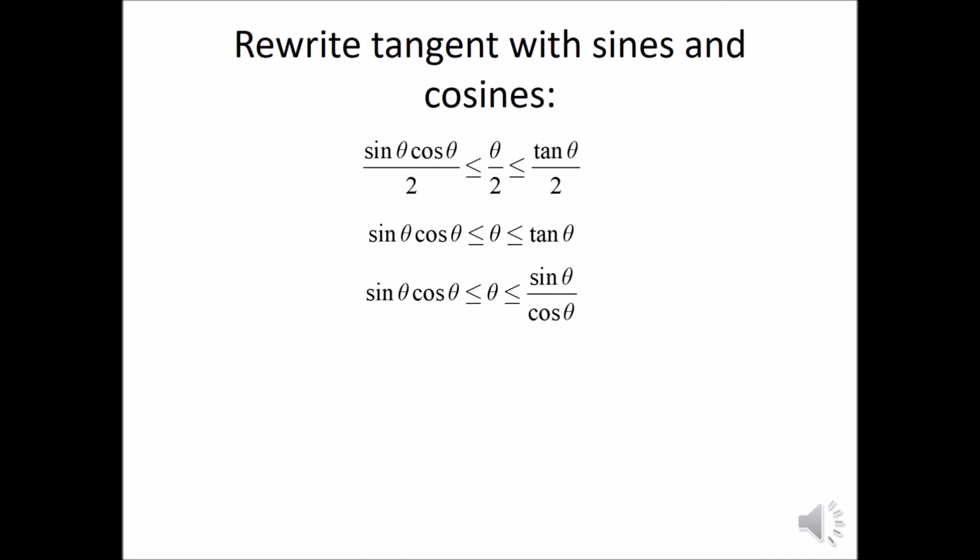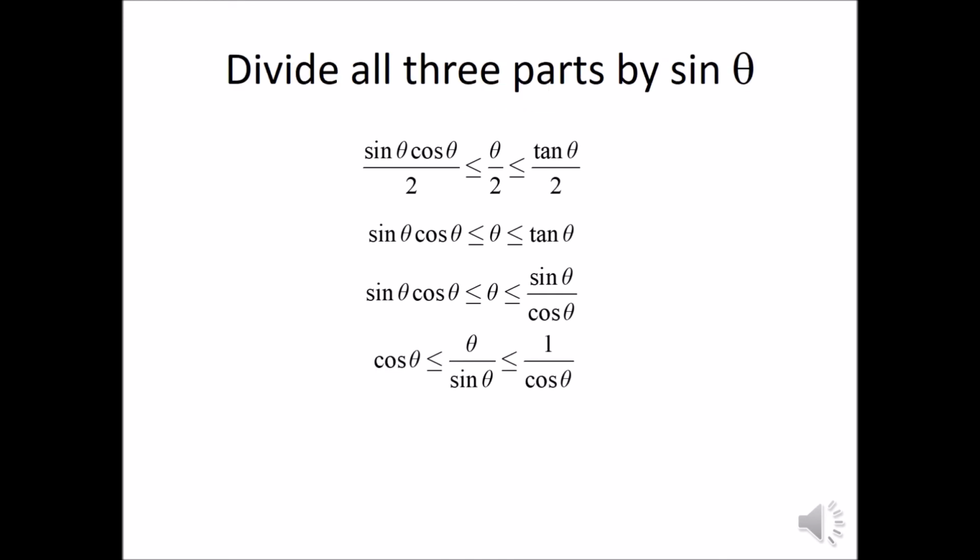I'm never a fan of tangents. I'm going to rewrite my tangent in terms of sines and cosines. So that's sine theta over cosine theta. Then I'm going to divide all three parts by the sine of theta. Again, don't worry too much about trying to figure out where this is going. Just follow what I'm doing. Divide by the sine of theta. When you divide this by the sine of theta, that sine theta is gone, so 1 over the cosine of theta.